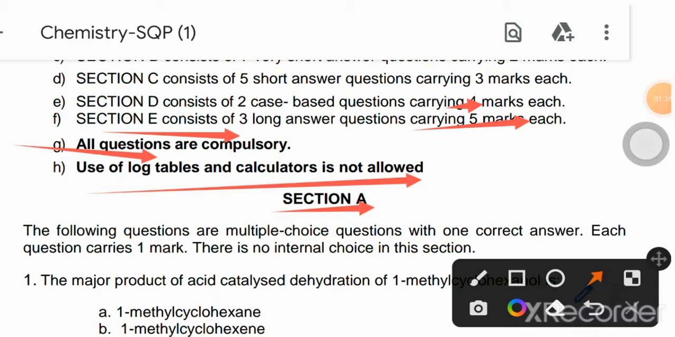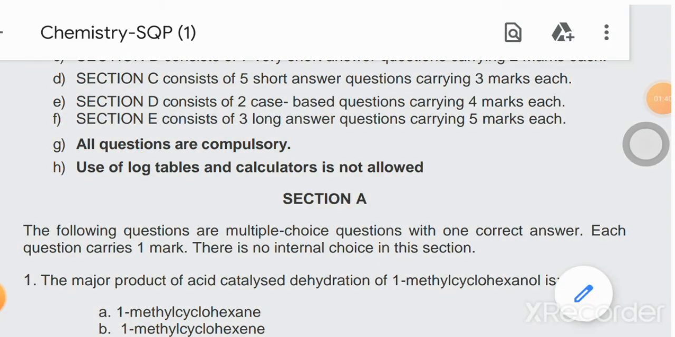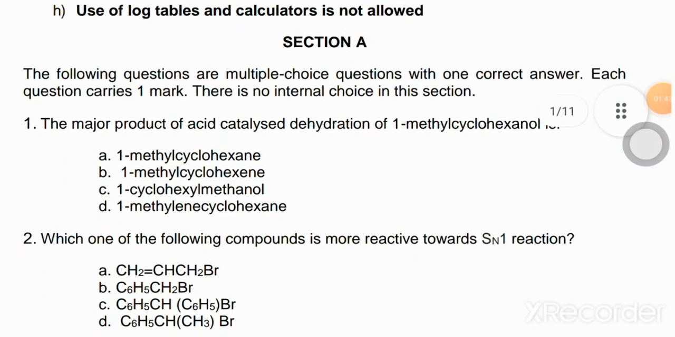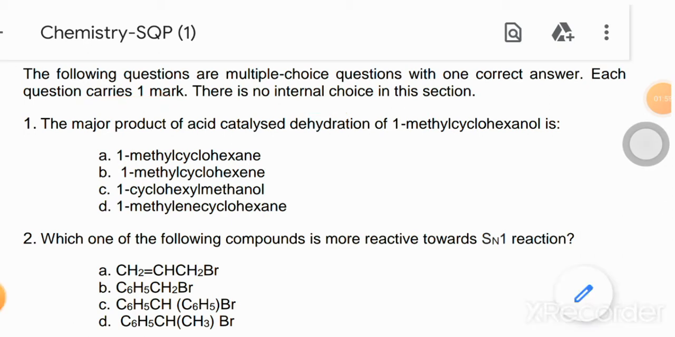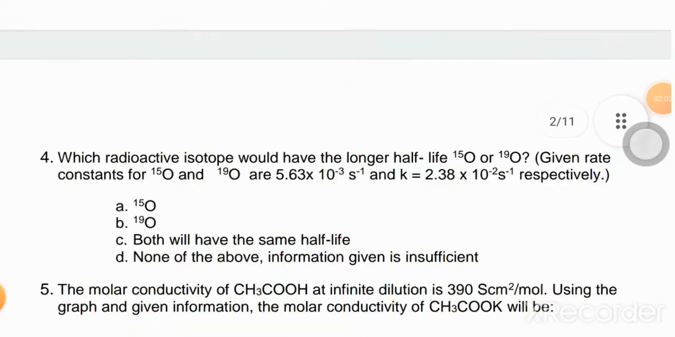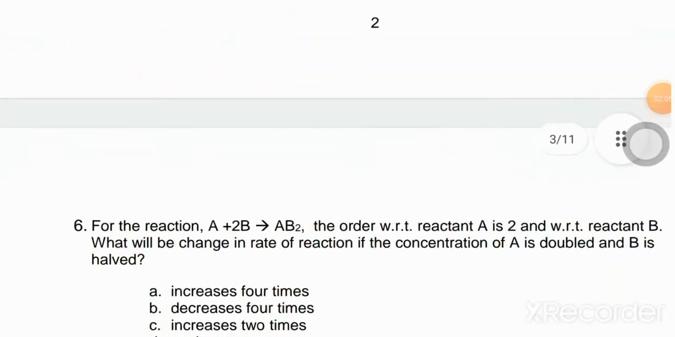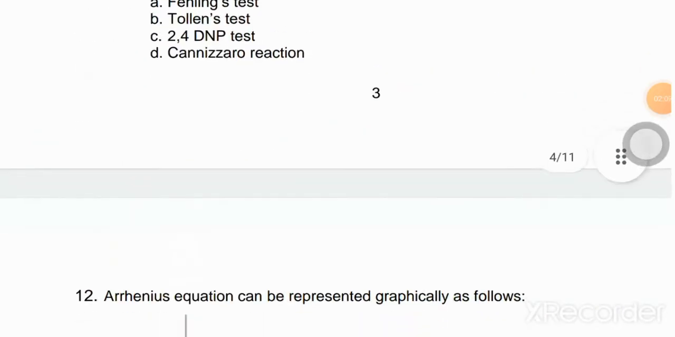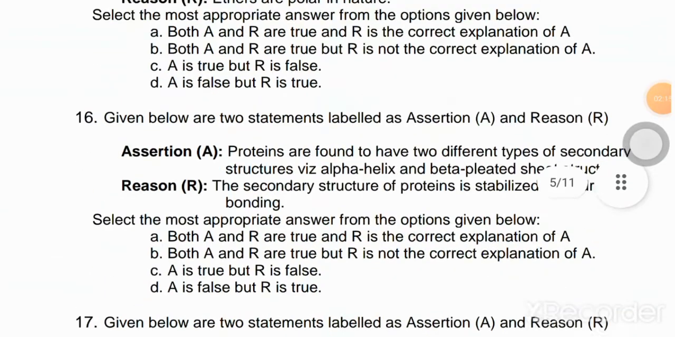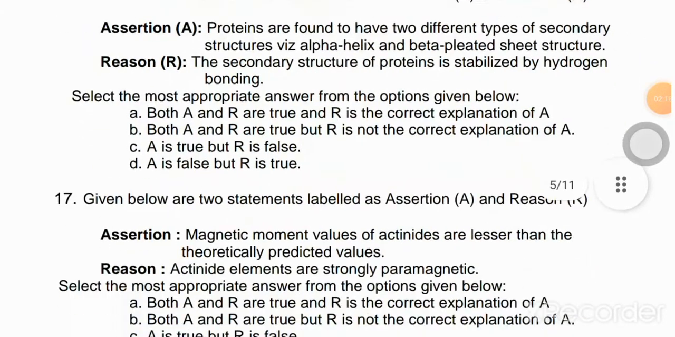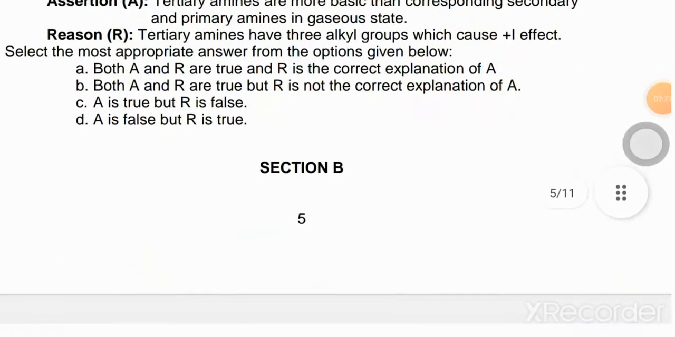Next, Section A, which consists of the MCQ type questions from question number 1 to 18, each one carrying 1 mark, and which also consists of the assertion reason type questions. There is no internal choice in the case of this Section A. Question number 1 to 14 are direct MCQ type questions, whereas question number 15 to 18 are assertion reason type questions. This is Section A.